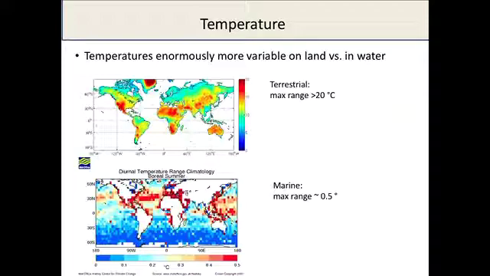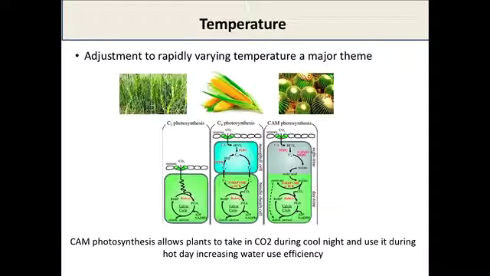So if you are an organism living in an aquatic environment, your temperature, certainly on a daily cycle, is pretty steady, almost flat lines. Whereas if you're living in a terrestrial environment, you have to cope with huge peaks and troughs in the temperature that you're exposed to. Plants and animals have come up with a whole host of different adaptations to overcome this.